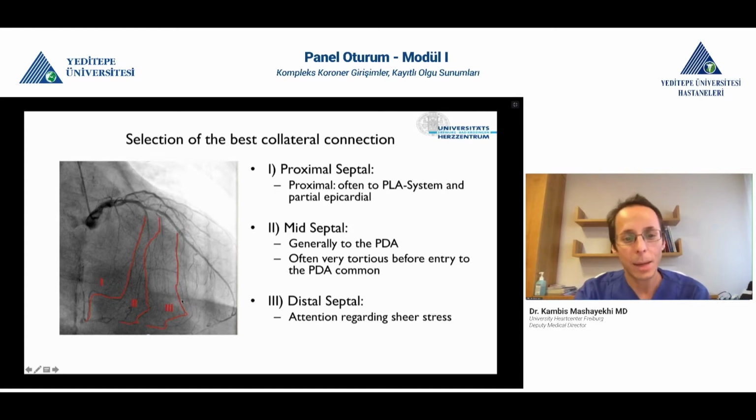The distal septal have the problem that there is often a very huge angulation. You have to be aware of this angulation, that there will not be some shear stress or rupture of the channel while you pass with your microcatheter or during the externalization process. And the proximal channels can sometimes end up in the posterolateral branch. So if you have an additional problem that you don't get the posterolateral branch antegradely, you can even go retrograde, and you have to look at these connections from the very first septal connections.